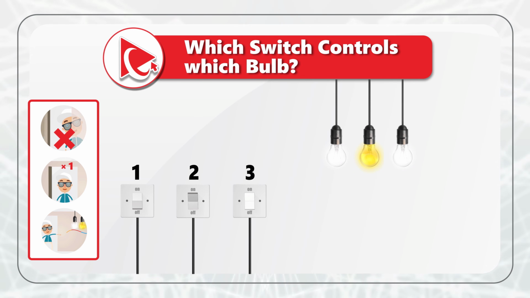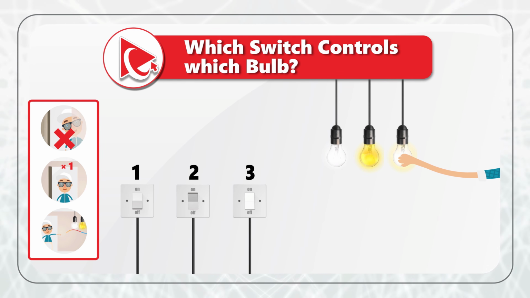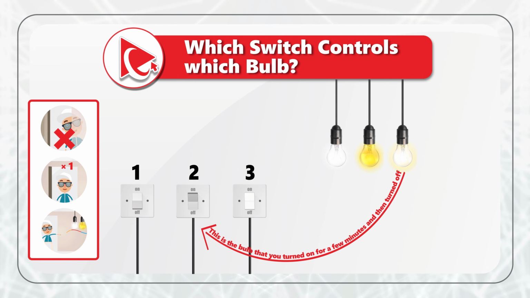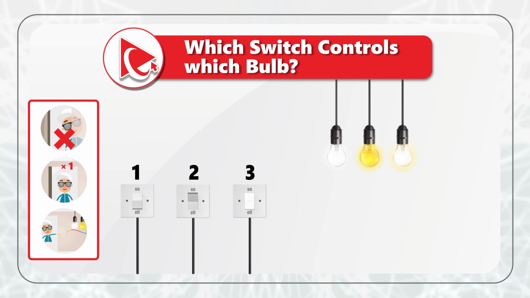When you enter the room, you will see that 1 bulb is on and 2 bulbs are off, but you will be able to touch both bulbs that are off to determine which one is warm. This is the bulb that is connected to switch 2, because this is the bulb that you turned on for a few minutes and then turned off.